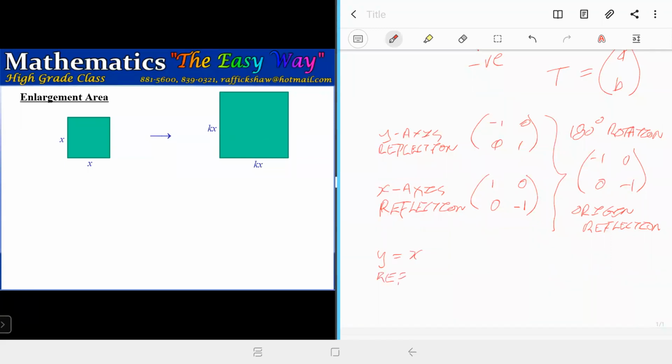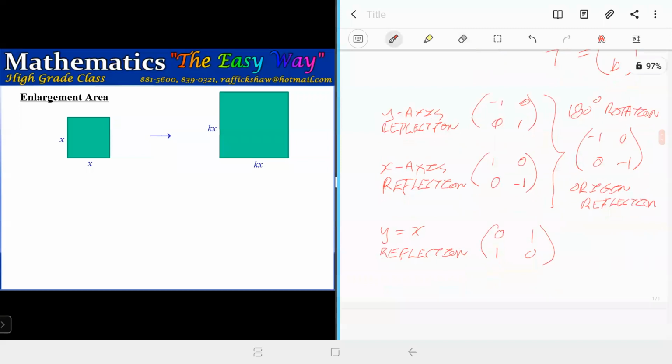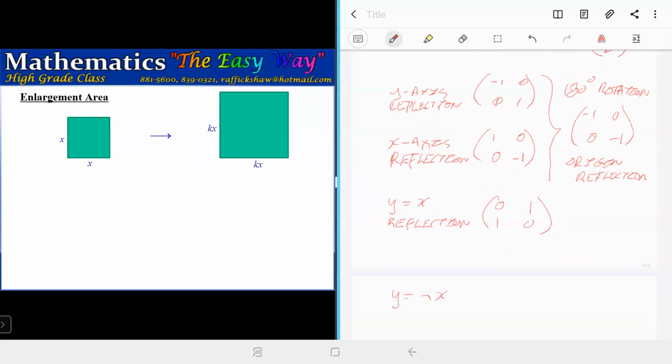It's easy to remember. It looks like the identity matrix. The identity matrix is this one: 1, 0, 0, 1. This looks like that, but it is not that. The ones are on the other diagonal here, with 0, 0. That is the y equals x reflection matrix. You can remember that one, but then there is the y equals minus x reflection matrix.